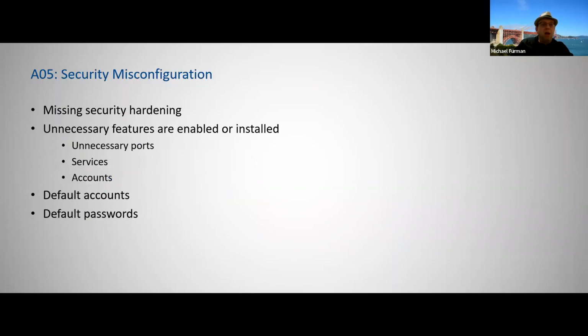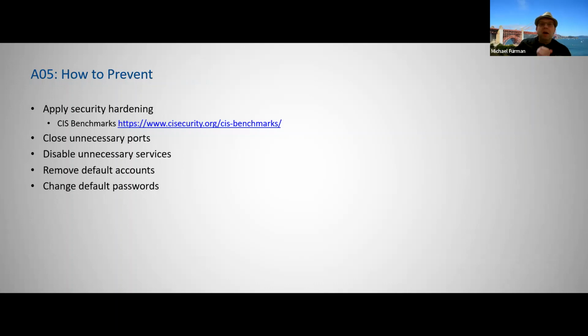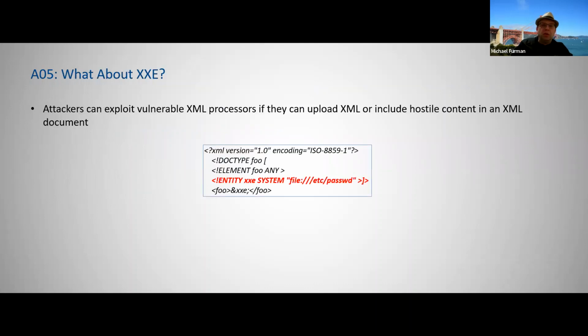Okay. Number 05. If you use a component without hardening, or you use some unnecessary ports, services, or accounts, or default passwords, you have security misconfiguration. Okay. How to prevent it? Apply hardening. Use some recommendation, for example, CIS benchmark. Close unnecessary ports. For example, if you use Tomcat, close its port that allows shutdown. By default, it is open. But if you close it, it will not allow an attacker to shut down your Tomcat. Okay? Disable services, remove default accounts, change default passwords, and it will allow you to prevent security misconfiguration.